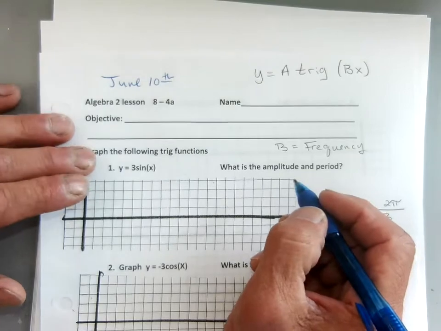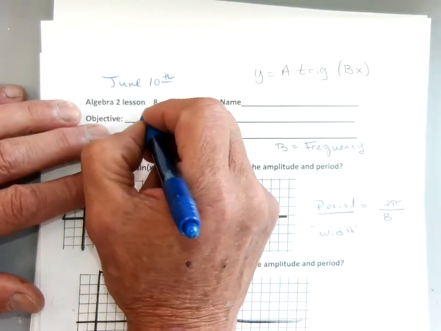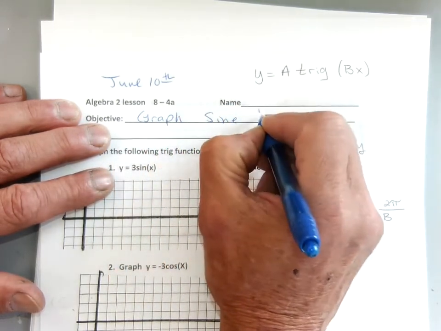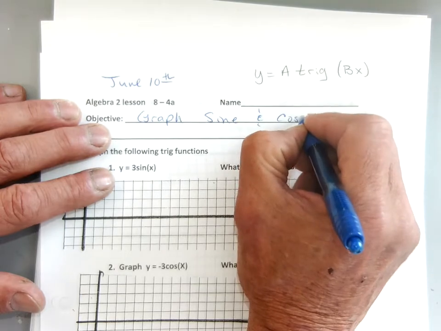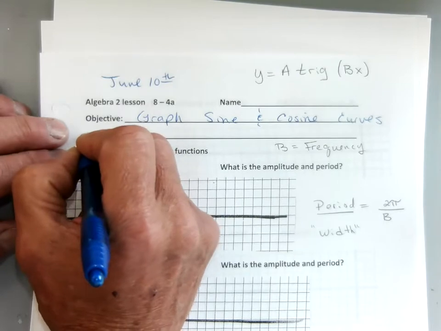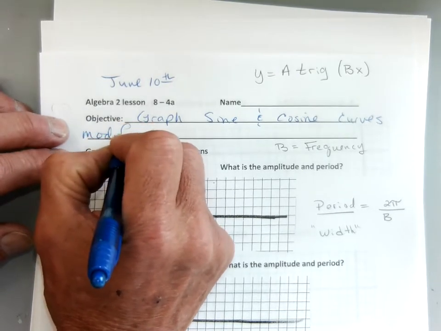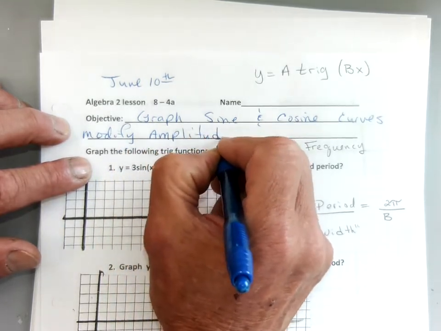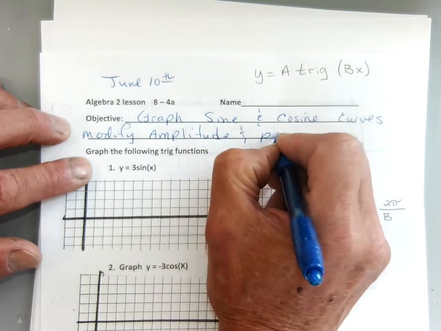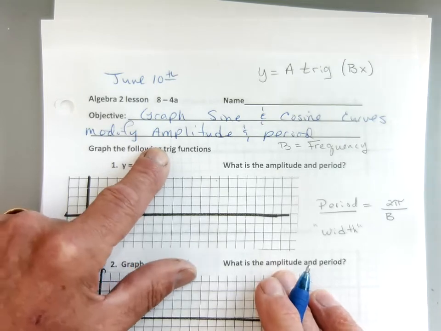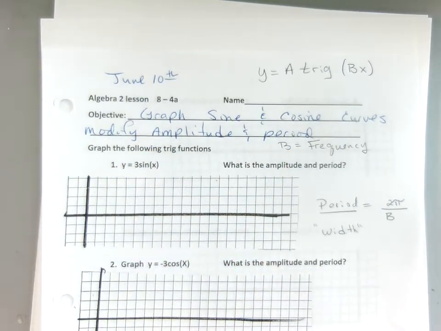So our objective today really is we are going to graph sine and cosine curves, and we're going to modify amplitude and period. Okay. What amplitude is? Amplitude is how tall, and the period is how wide. Okay. Amplitude is how tall, and period is how wide.